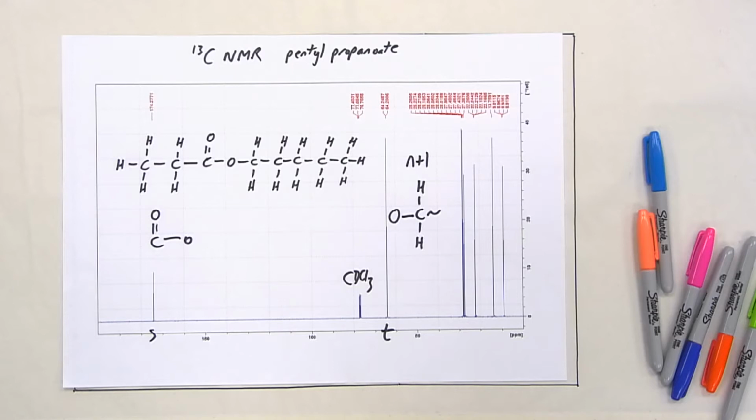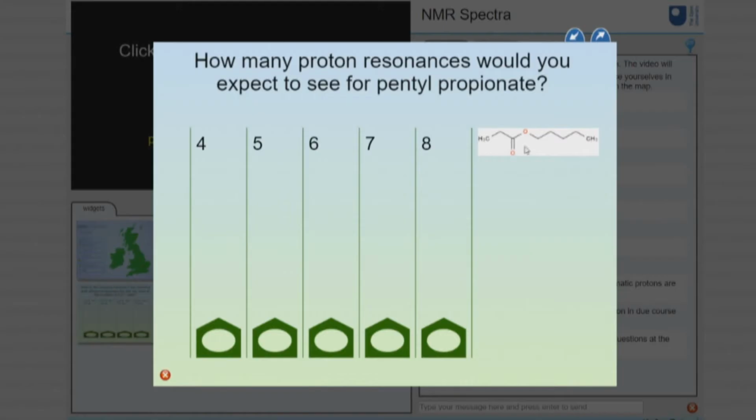Yep. Okay, right. So I think we're going to be looking at the proton NMR in a minute, but the first thing we need to do now is go back to the widget and identify how many different hydrogen or proton environments we would expect to see. So in this case, I'll just plump for one.